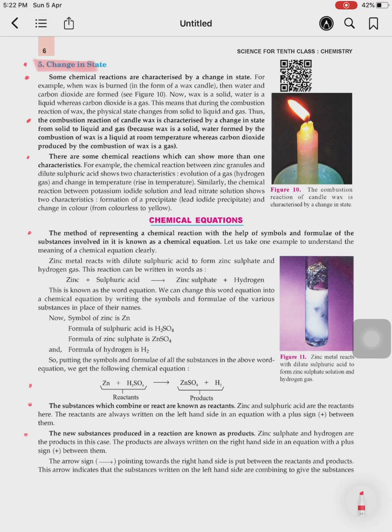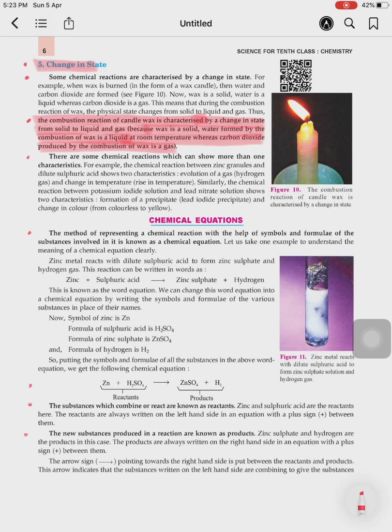The first example that you can see in your daily life is the combustion of candle wax, characterized by a change in state from solid to liquid and gas. Because wax is solid, water formed by the combustion is a liquid at room temperature, whereas carbon dioxide produced by the combustion of wax is a gas.